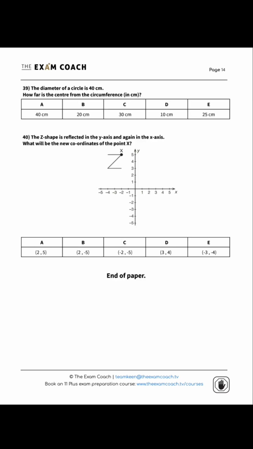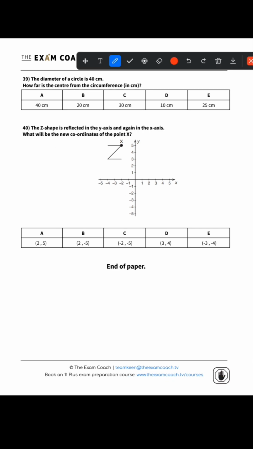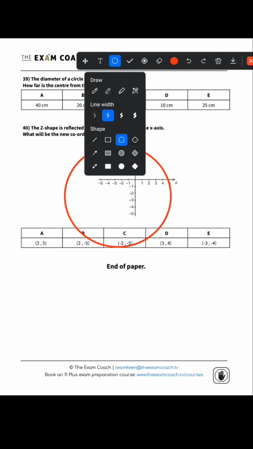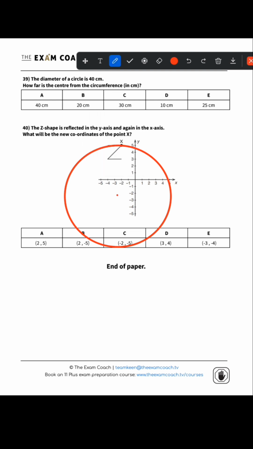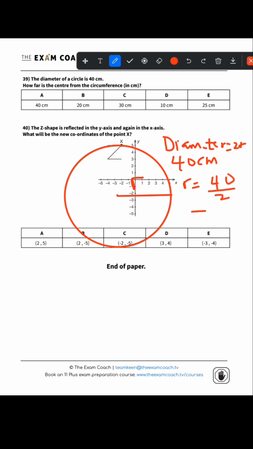The diameter of a circle is 40 centimeters. We need to first draw out a circle. The diameter of the circle is 40 centimeters. This is our circle. How far is the center of the circle from the circumference? Let's say this is our center of the circle. If I draw a line from the center of the circle to the circumference, that will give us our radius. That's the distance between the center of the circle and the circumference of the circle. And we know that our diameter is 2 times the radius. So if the diameter is 40 centimeters, the radius will be 40 divided by 2, half of that. That will be 20 centimeters, which is B.